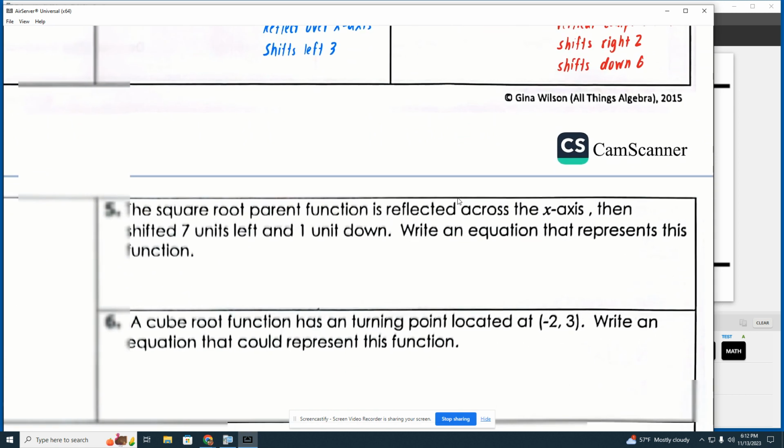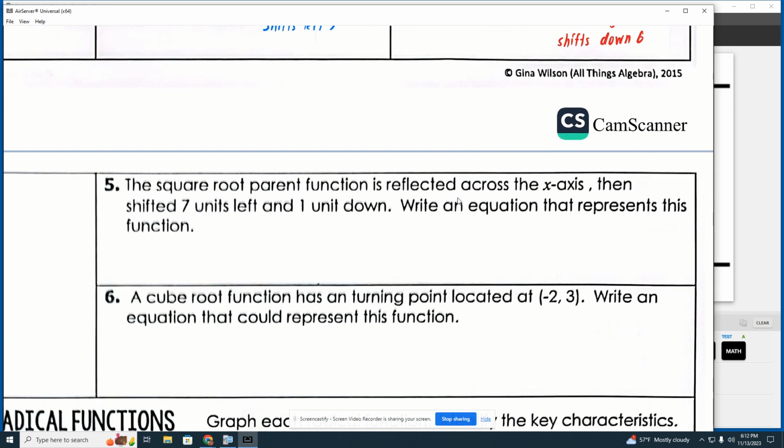Now we've got a couple of problems that ask us to do the exact opposite direction. Okay, now they're giving you guys your function. See, this is square root. Look, it says square root parent function. So we got the square root of x. And they want me to do all these things. Reflect it across the x-axis. Well, where do I represent reflection across the x-axis? Well, that's a negative out in front.